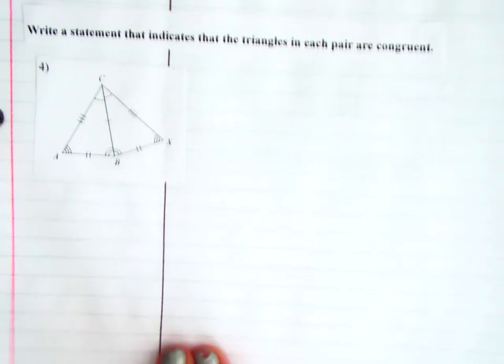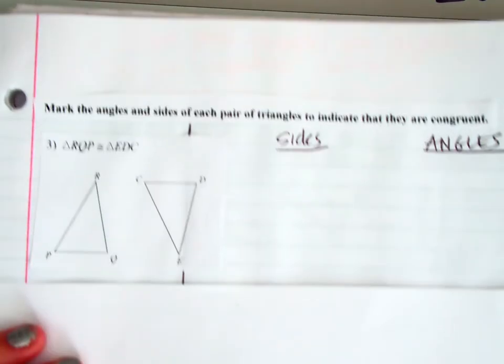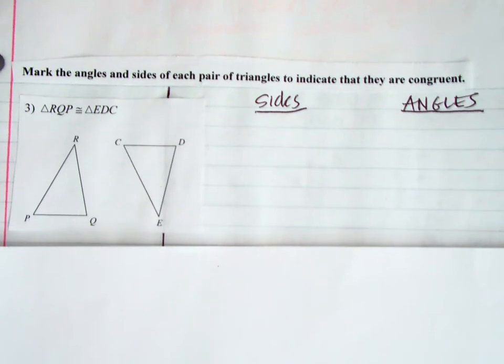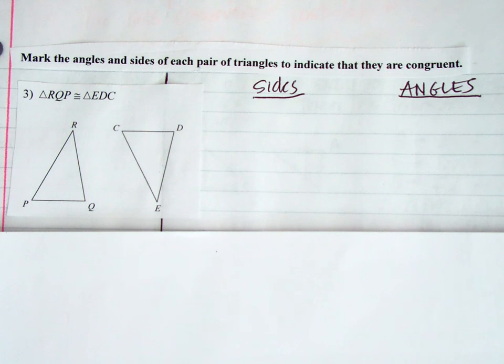Let's do just a couple more. Now this time, they're telling us that the 2 triangles are congruent, and now we have to mark the angles and the sides of each pair of triangles to indicate that they are congruent, okay? So this is just like what we were doing, we were marking. So if you want to pause the video, mark it yourself, and then come back to the video, and then we can check our answers, okay?